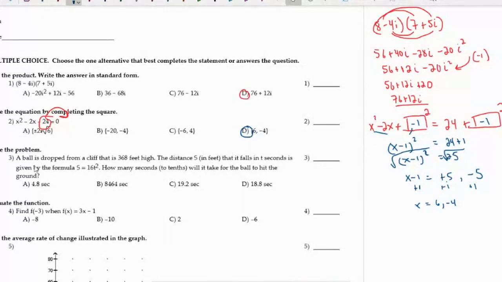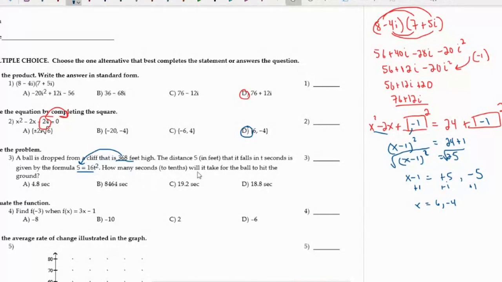Right here it says a ball is dropped from a cliff at 368 feet. Find the distance s in feet that it falls in t seconds given by the formula. How many seconds to the tenths will it take for the ball to hit the ground? Okay, so this is pretty much just you plug this in right here and solve for it. Okay, so I'm going to need a calculator.